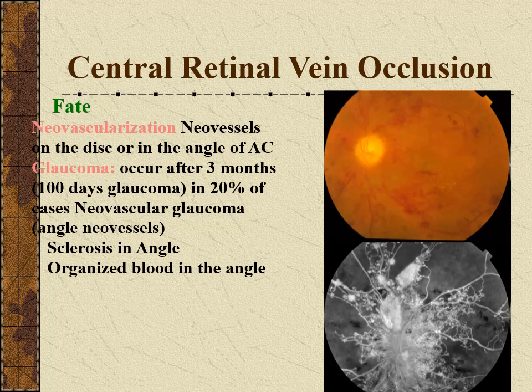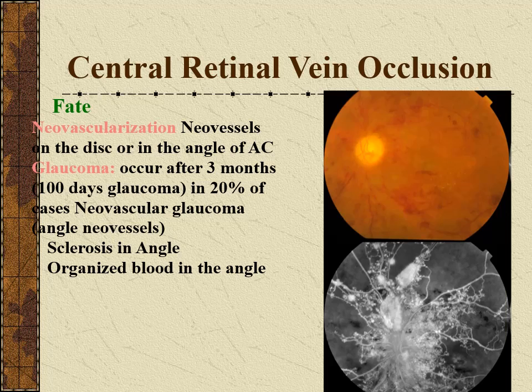Later, complications of central retinal vein occlusion can appear. The main complications that can affect the vision are chronic macular edema and neovascularization, formation of new vessels that can happen either on the optic disc, so it is called NVD, new vessels at the disc, or it can happen anywhere in the retina, so it is called NVE, new vessels elsewhere, or it can happen in the angle of the anterior chamber or on the iris surface, which causes rubeosis iridis, causing neovascular glaucoma.